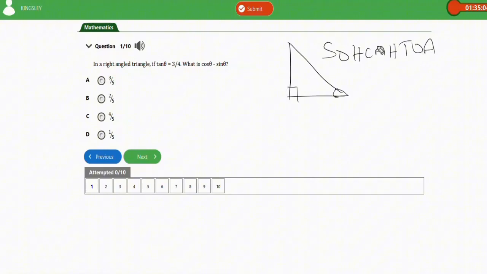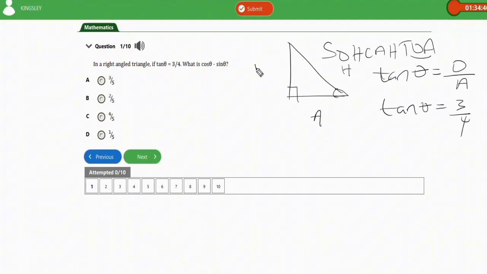So in the question, tan theta from SOHCAHTOA equals opposite over adjacent. And in the question we have tan theta equals 3/4. This shows us that the opposite, now this is the hypotenuse side, this is the adjacent side, and this is the opposite side. This shows us that the opposite side is 3 and the adjacent side is 4. Now looking for the hypotenuse side, let's call it X.